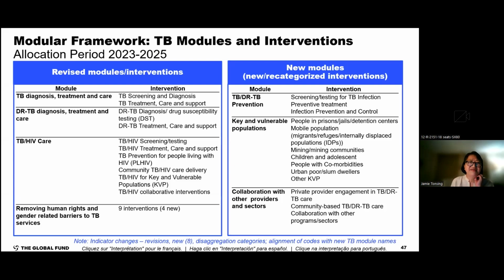This is my last slide, quickly just to mention that, like in HIV, our modular framework has been updated and revised. There were 4 modules in the past. On the left side of the screen, we used to have TB prevention and care. Now prevention has been split out as a separate module. So we have the 4 existing modules on the left side, but on the right side you will see a new prevention module, a new module on key and vulnerable populations, and a new module on collaborating with other providers and sectors. Related to these, there are indicator changes, which you can look at further through the link I shared in the earlier section of the slide. Let me stop there. Thank you very much. And back to you, Nicole.